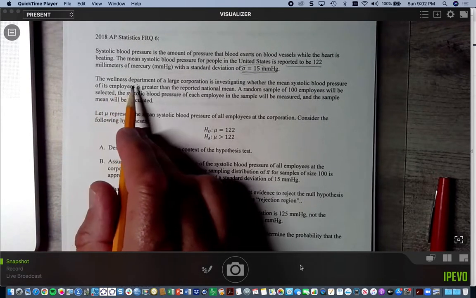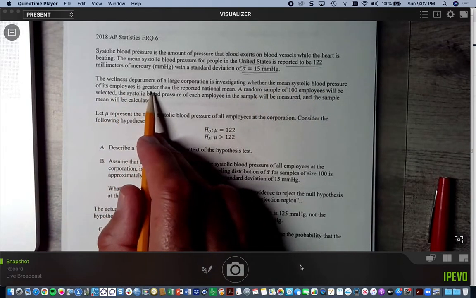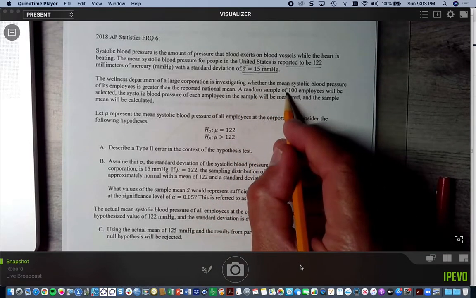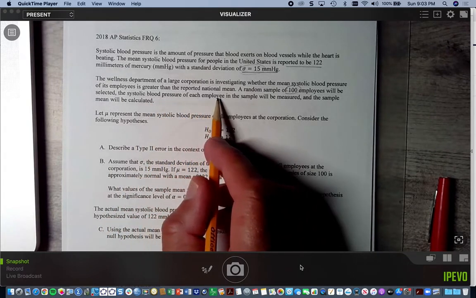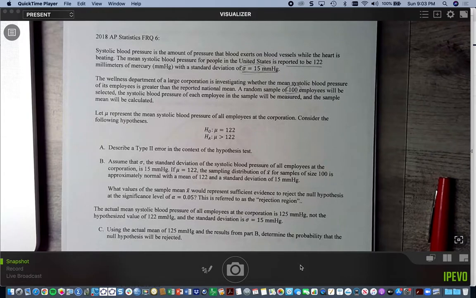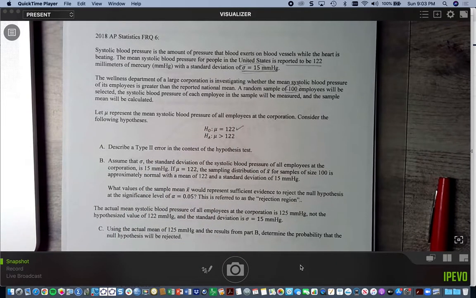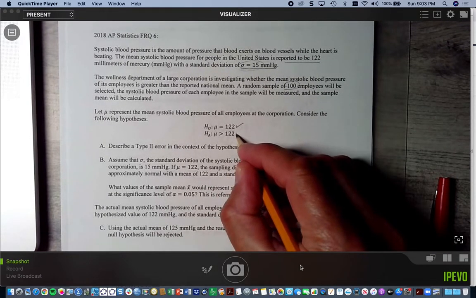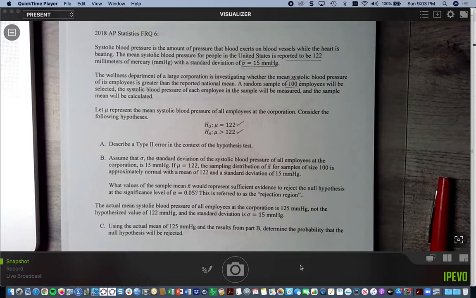Okay, so the wellness department of a large corporation is investigating whether the mean systolic blood pressure of its employees is greater than the reported national mean. A random sample of 100 people will be selected. The systolic blood pressure of each employee in the sample will be measured and the sample mean will be calculated. So we're setting up our hypotheses that the average blood pressure for people that work at this company is the national average.